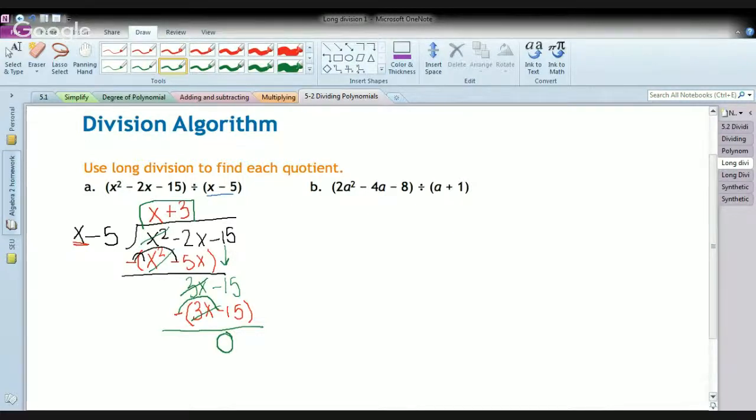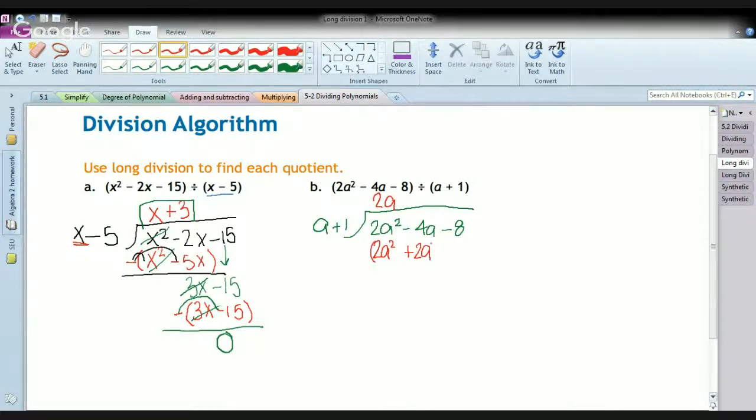Let's do another one. So we set it up the same way, so it's a plus 1. Here's my long division. So we're saying 2a squared minus 4a minus 8, and I'm asking myself, a times what is going to give me 2a squared? Well, a times 2a is going to give me 2a squared. And I can't forget about the 1, so I'm saying 1 times 2a is positive 2a.